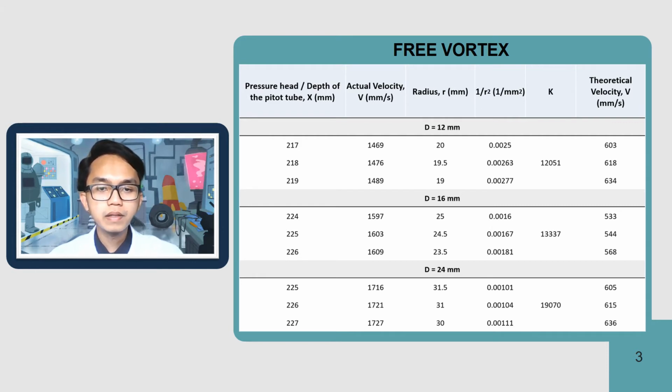Today I'm going to present to you the experimental data, results and calculations for free vortex. In the free vortex experiment, we have 3 different diameters of orifice, which are 12 mm, 16 mm and 24 mm. In this data, the important variables that we need are actual velocity, radius, 1 over radius squared, the value of k, and theoretical velocity.